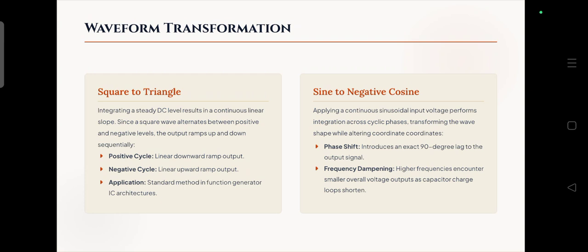The next one is sine to negative cosine. Applying a continuous input voltage waveform across the cyclic phases transforms the wave shape while altering coordinates. First is the phase shift, which introduces an exact 90-degree lag to the output signal. The next one is frequency dampening. Higher frequencies encounter smaller overall voltage outputs as capacitor charge loops shorten.